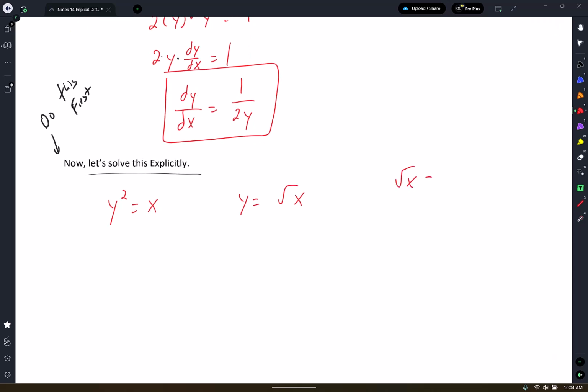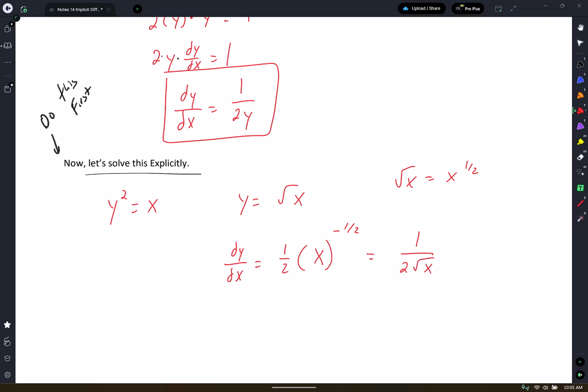Remember that the square root of x means x to the 1/2. So I'm going to write y prime, or dy dx. dy dx equals 1/2, leave the inside alone, x to the negative 1/2, times 1, times the derivative of x with respect to x. So there it is. Let's write it: 1 over 2 square root of x.